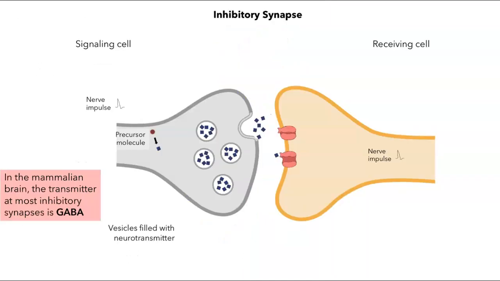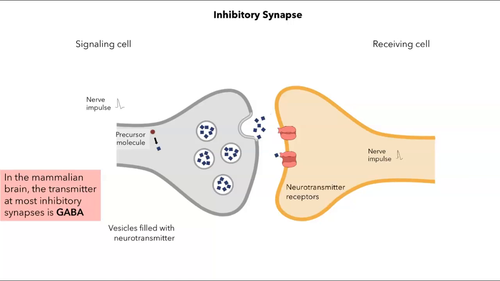Let's take a quick look at some of these variations just so you see how they might work. Here's a cartoon of an inhibitory synapse. You can see that there's a signaling cell and a receiving cell, and in most ways everything looks the same. There might be a precursor molecule that needs to be converted into the neurotransmitter. It will have to be packaged into those vesicles. If a nerve impulse arrives, it will be released from the cell and it can bind to a receptor molecule.